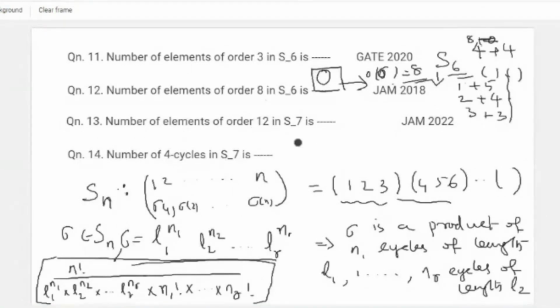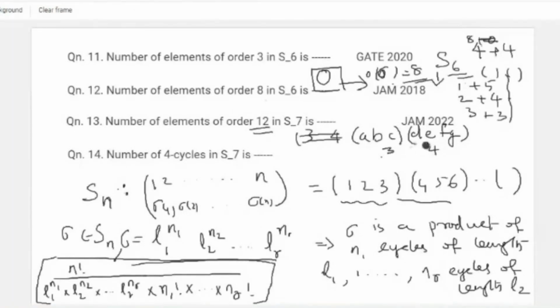And the number of elements of order 12 in S7. In S7, 12 is possible with a cycle of length 3 and a cycle of length 4. That's the situation because it is in S7. So (A B C)(D E F G). No other structure will give LCM 12. Order 3 and order 4 will give LCM 12.